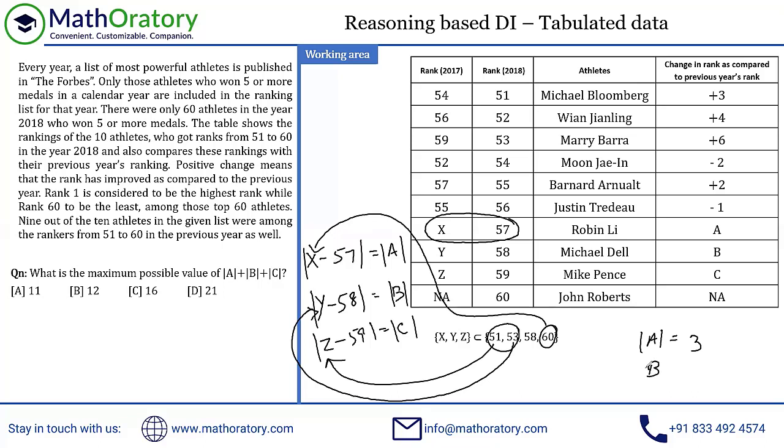The mod of B, by the way, Y I have picked up as 53. I hope you can see this arrow. So this comes out to be the difference of 53 and 58, which is 5. And mod of C is the difference between 51 and 59, which is 8. So simply just add these three numbers: 3 plus 5 plus 8. So that is a total of 16. That is option C. So pretty simple question. Let's quickly move to the next one.